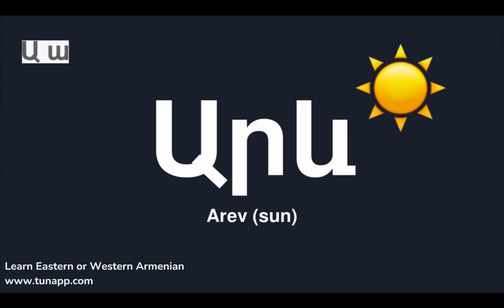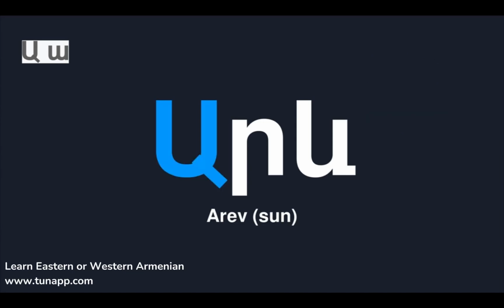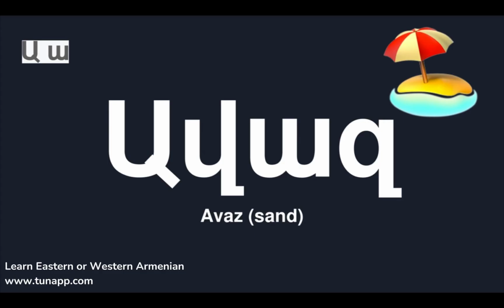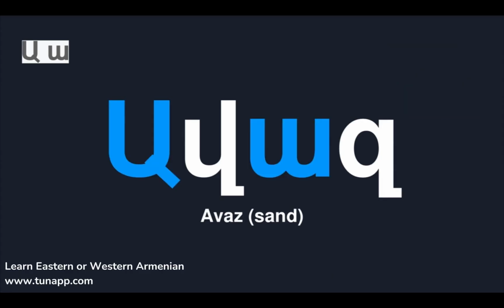Arev. Can you see the letter A in Arev? There it is, the first one. What about Avaz? Do you recognize where the letter A is? We've put a hint in the top left-hand corner. Can you see A in Avaz? There are two, a capital A at the beginning and a lowercase a in the middle.